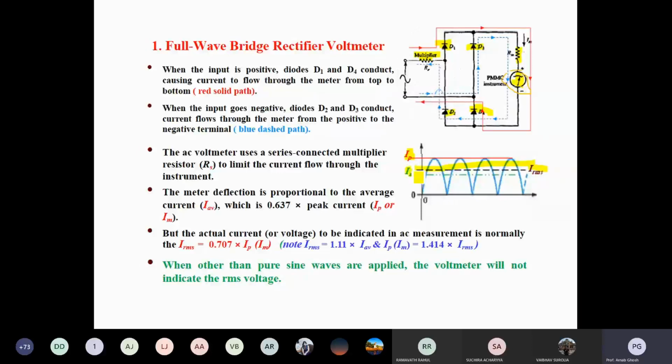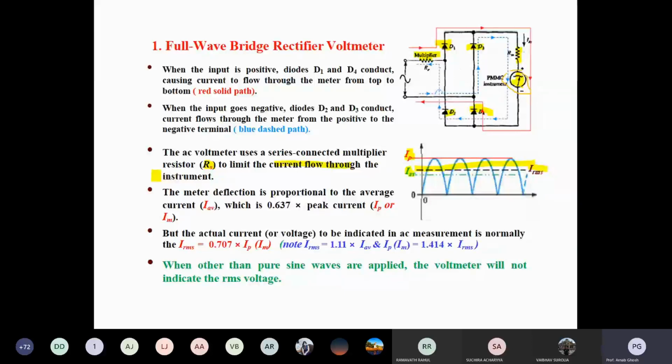So the multiplier circuit is also required for what? For minimizing the current flowing through this measuring instrument part. Sometimes it also scales down the range of current values. And if you are using a potentiometer, maybe a variac, sometimes it will scale down the voltage value.